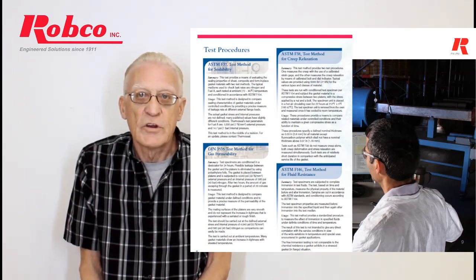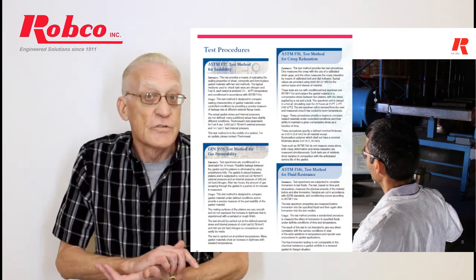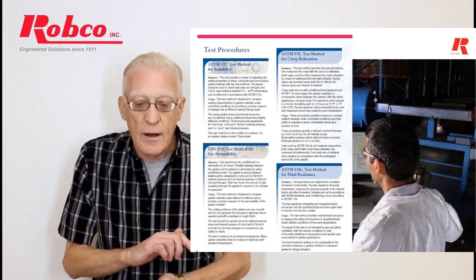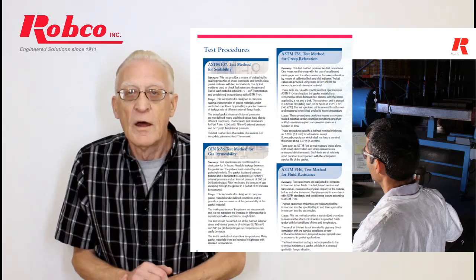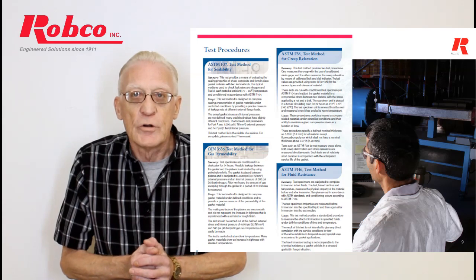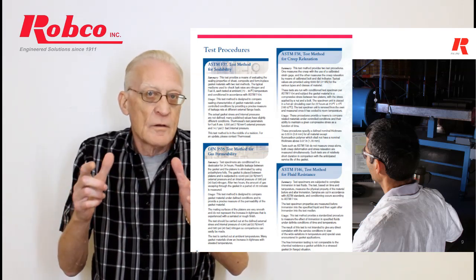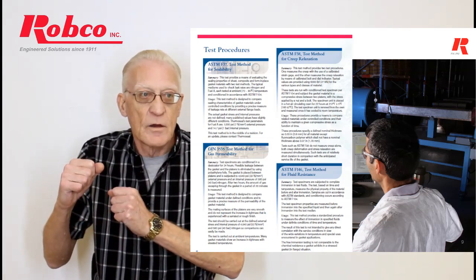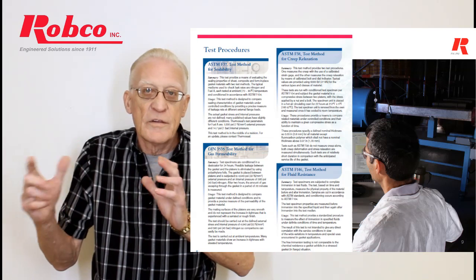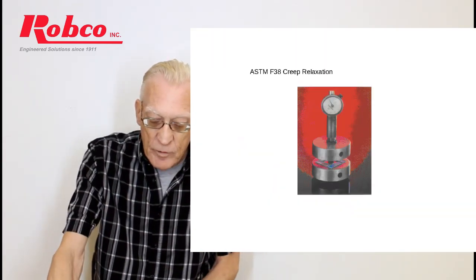How much load does it take to drive that gasket into the imperfections in the surface of the flange? How much memory does it have? How much recovery will it have? That's an ASTM F36. So in the F104 book, the F36 is one page, the F37 is creep relaxation. All of these different tests are outlined in what we call the Bible.